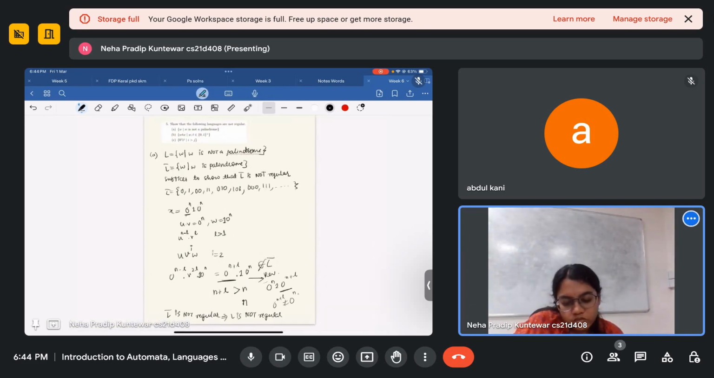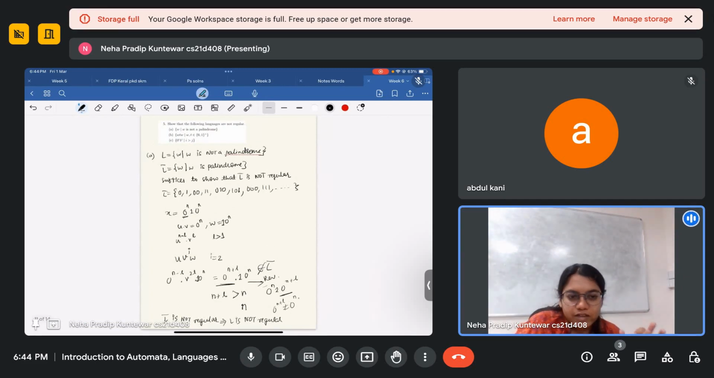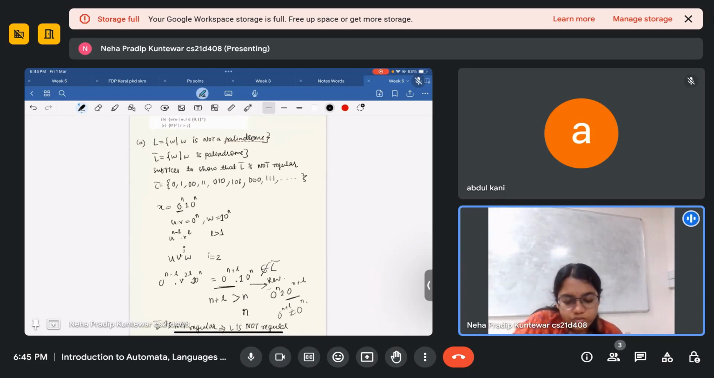Okay, so I'll let you stare at this for a while, and you can also attempt the second question, which is the set of all strings of the form w w. We want to show that this language is not regular using the pumping lemma.